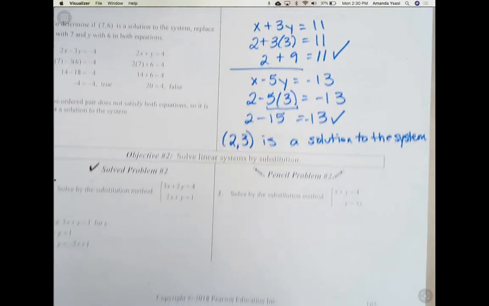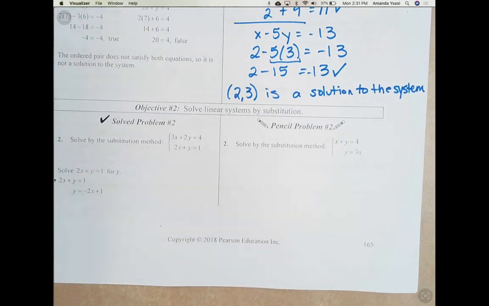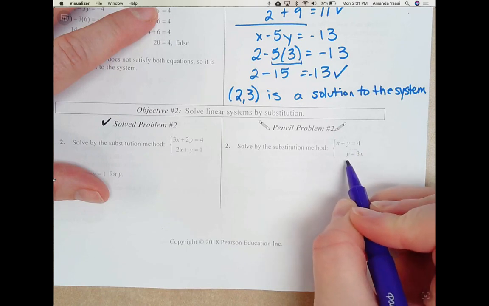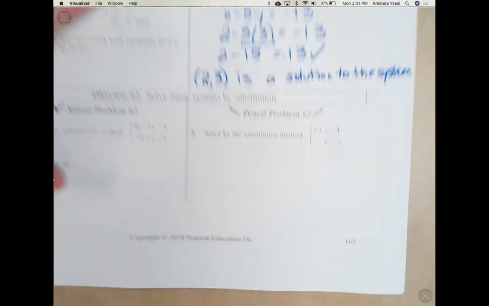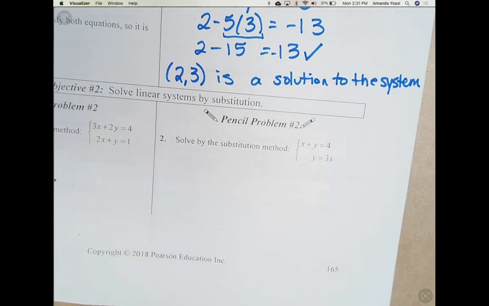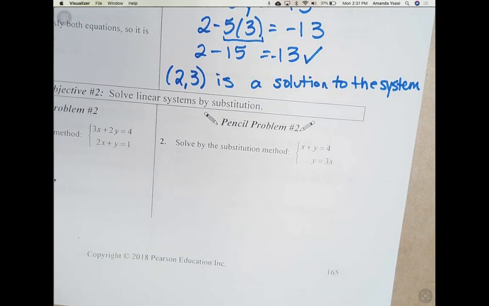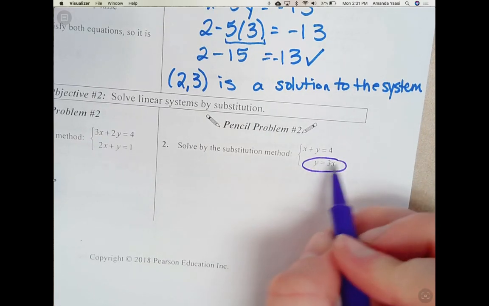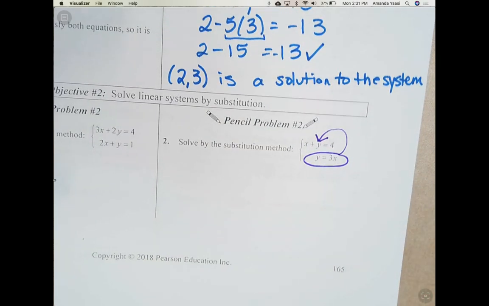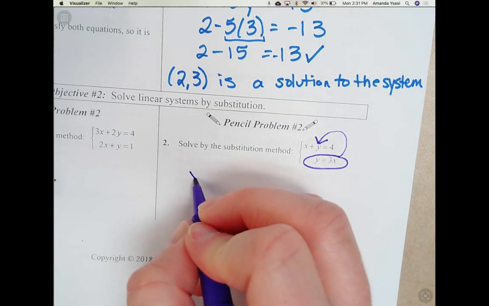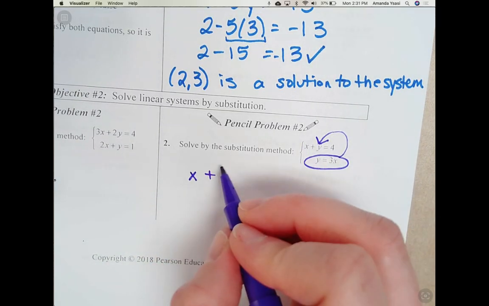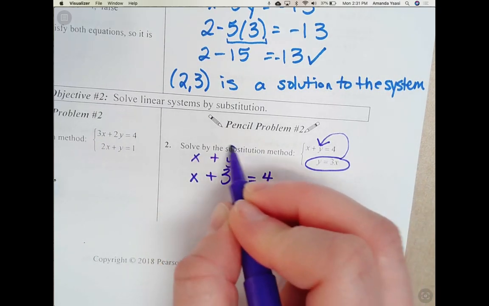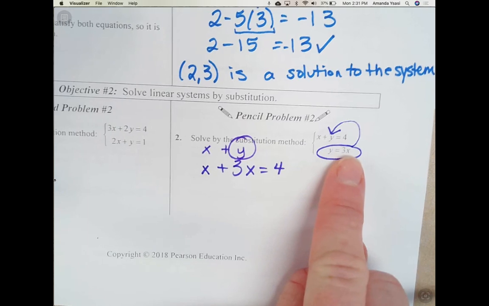Okay, let's look at number 2. Solve by substitution. So we have x plus y equals 4 and y equals 3x. When we do substitution, we usually do it whenever you have one of the variables already solved out. So it's this one. For y, we are going to plug in the 3x. So it's going to be x plus 3x equals 4, because it was x plus y, and I'm replacing that y with 3x.